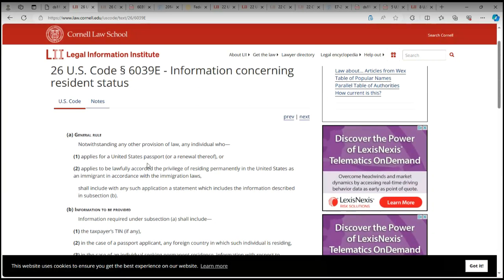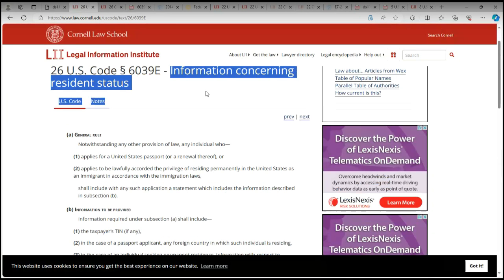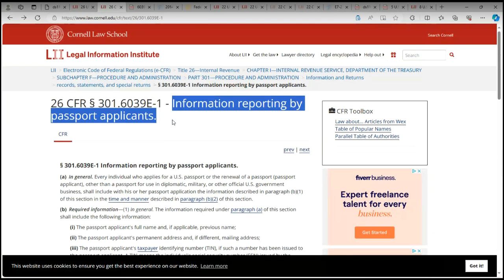So the way it goes is you got the statutes at large that create the law based on the Constitution. Then it goes to the United States Code, which is this. And then it goes into the regulations through the Federal Register first, right? For the agencies to be able to enforce these codes. So again, information reported by passport applicants. See how they changed this? Information concerning residence status. Then they changed it to information reporting by passport applicants.